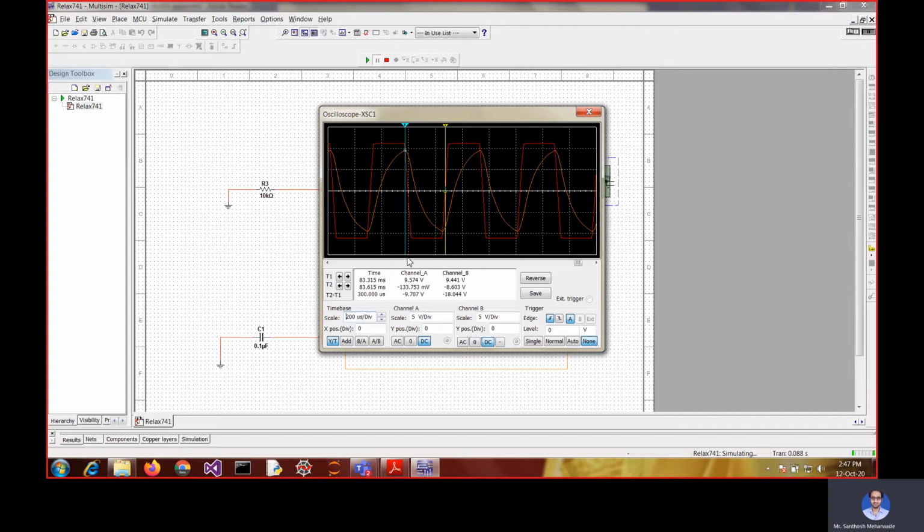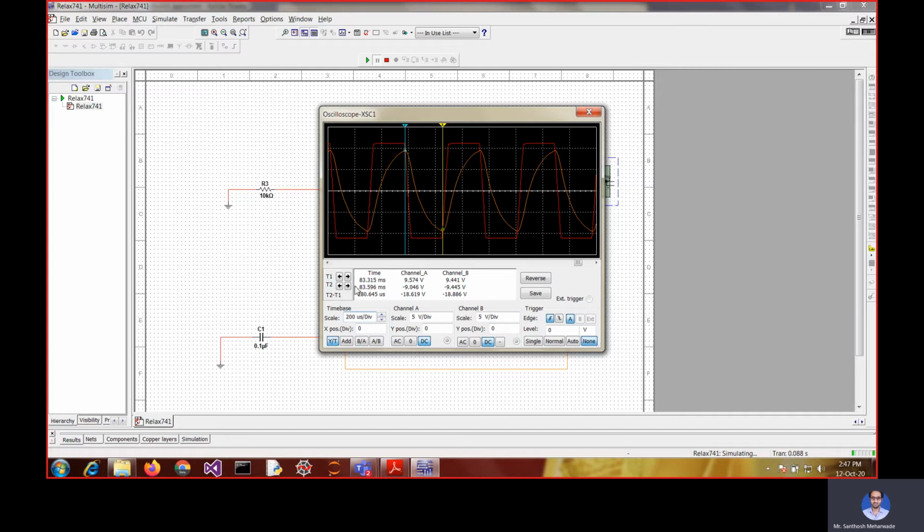Similarly for channel B, I'm going to keep it below. Every time it takes some time. Let me take this much. Very near, very hard. Fine, so there is an intersection.